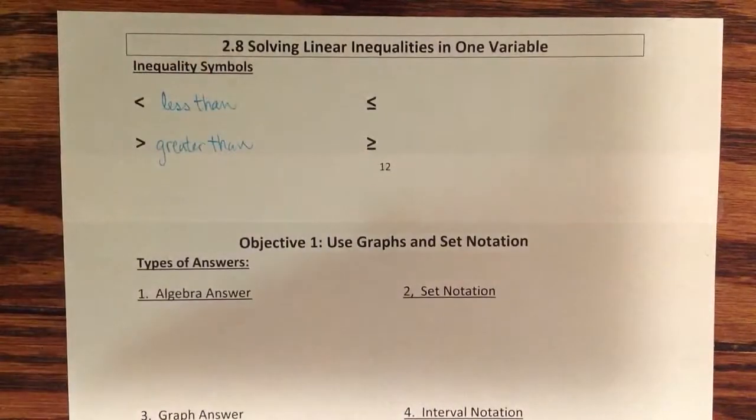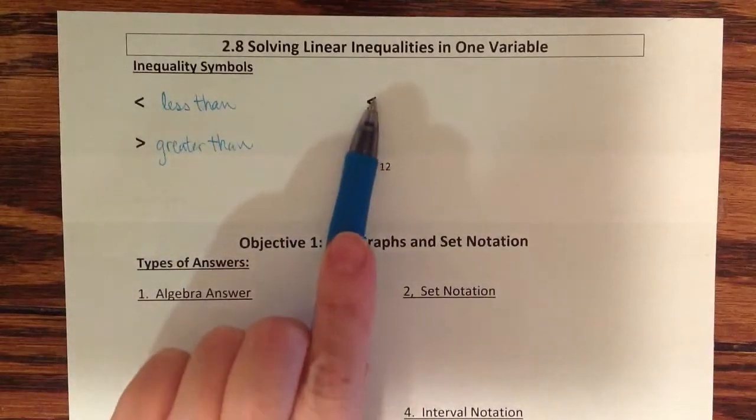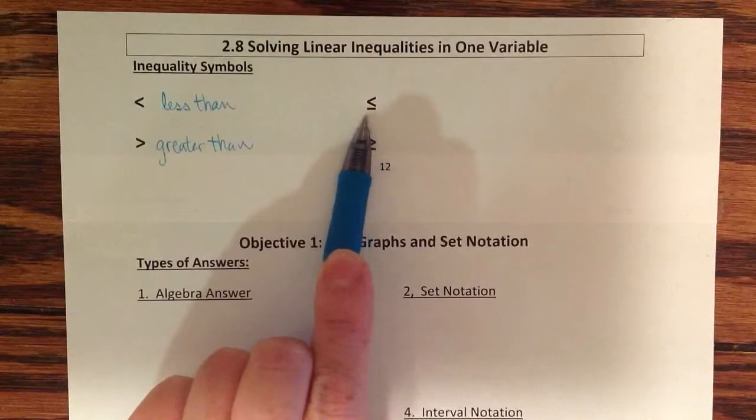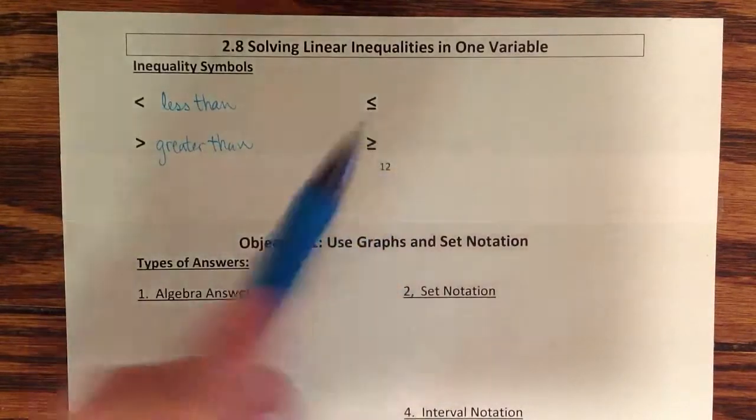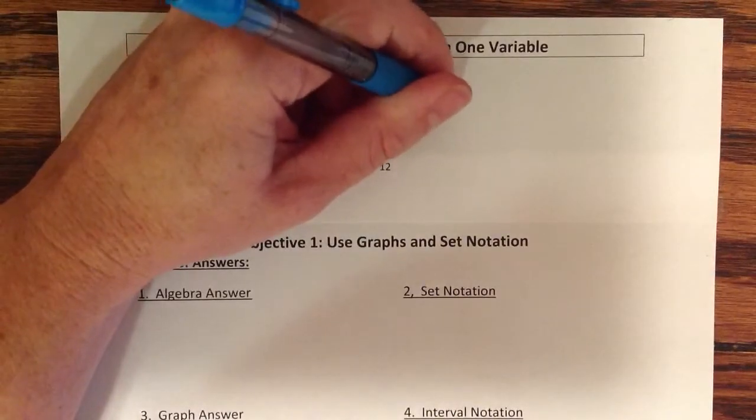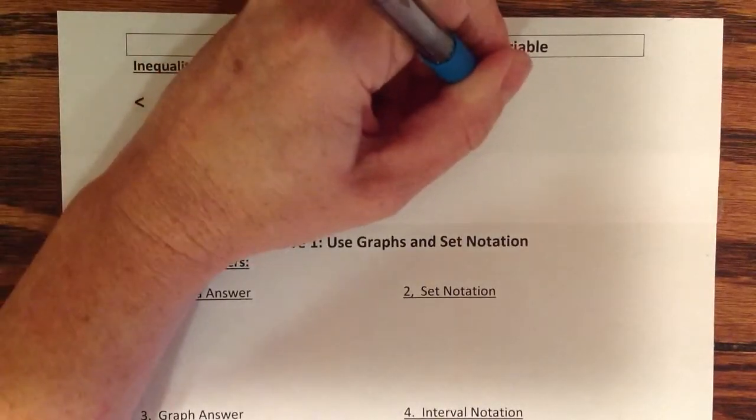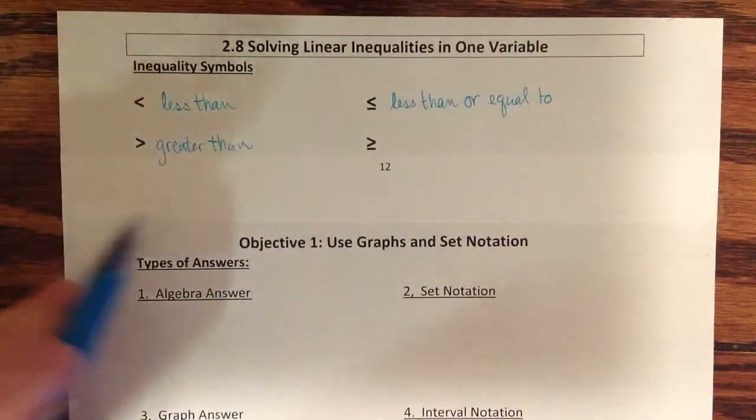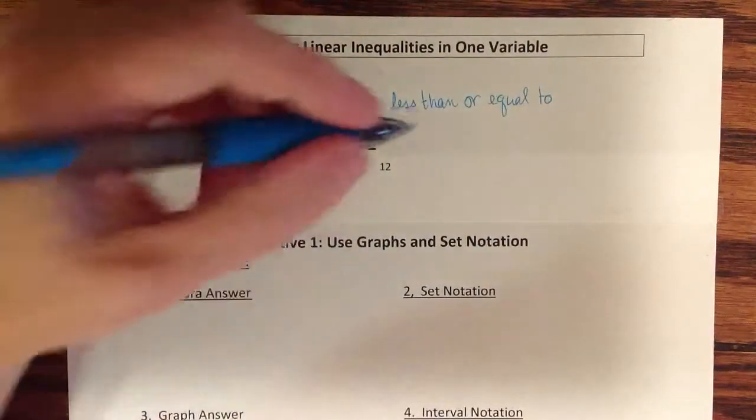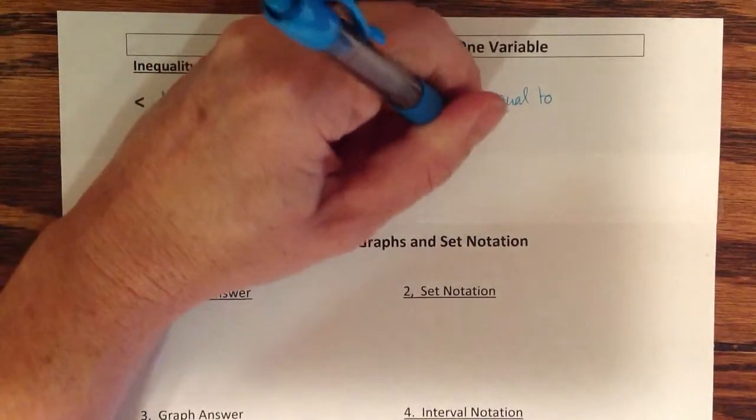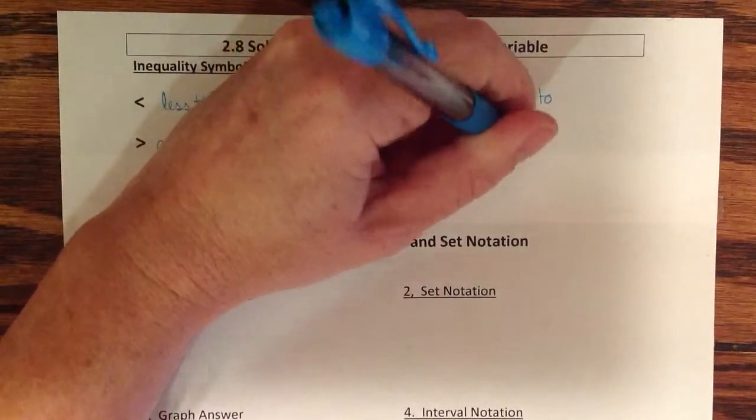There are two other inequality symbols that we're going to be using in this section. One of them looks like the less than symbol with a line under it. That line under it is part of an equal sign. So this symbol stands for less than or equal to. And this one, similarly, stands for greater than or equal to.